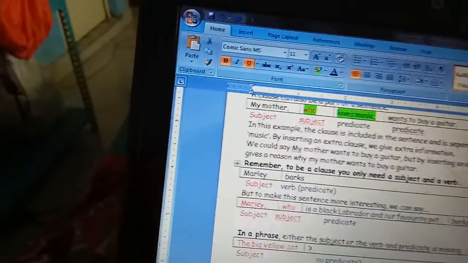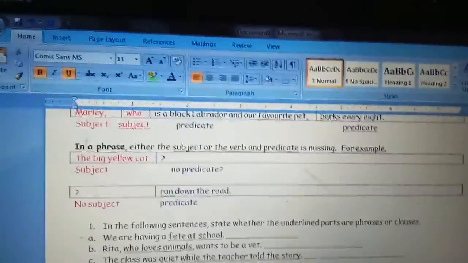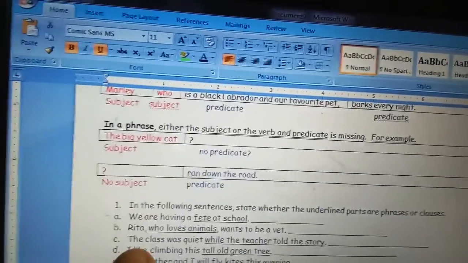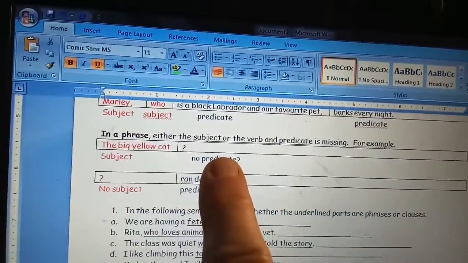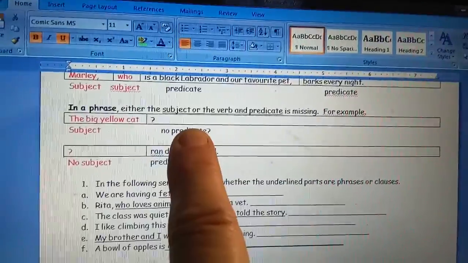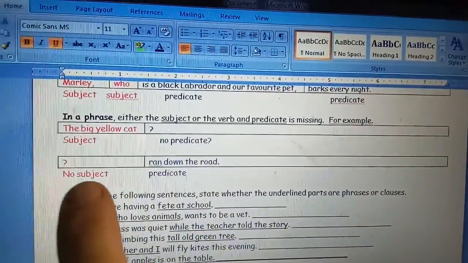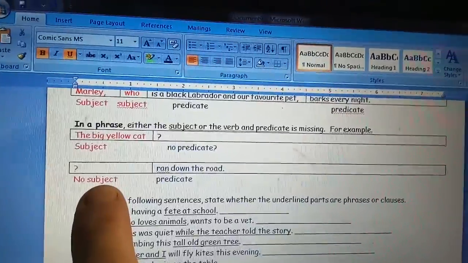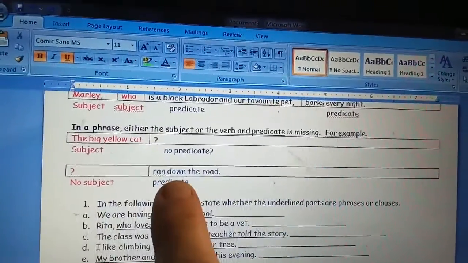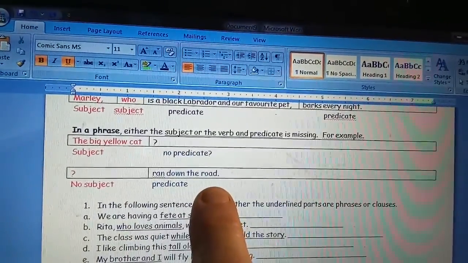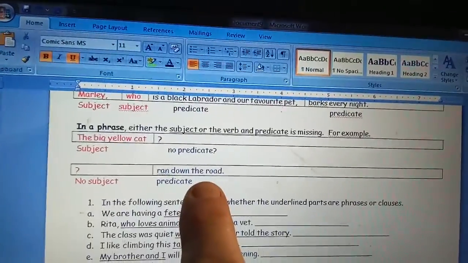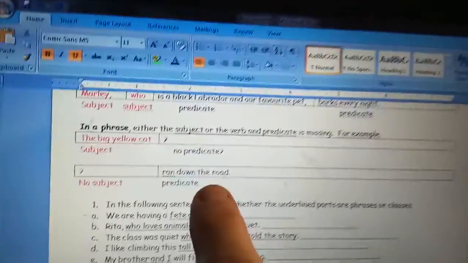Now let me explain to you what a phrase is. A phrase either has the subject, the big yellow cat, but there's no predicate. So you're asking yourself, well, what about the big yellow cat? Here we have no subject, but we have a verb and a predicate, ran down the road. If we put these two together, we would have a clause. The big yellow cat ran down the road.